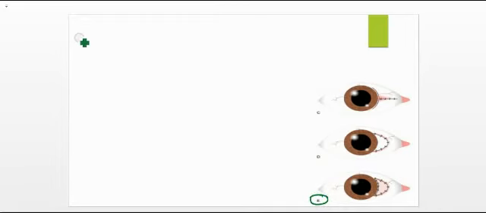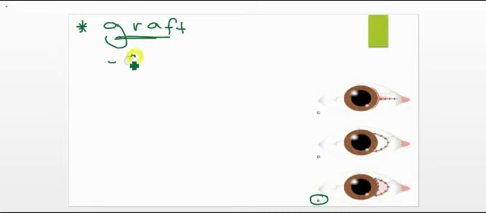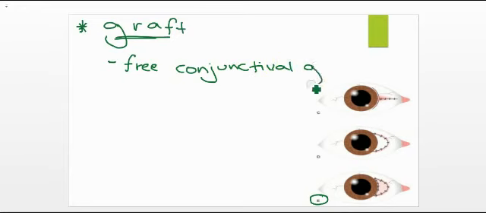Now next method is this picture E. In this picture, as you can see, there is some pink stuff. What is this pink stuff? This pink stuff is actually a graft. There are 2 graft methods. The first one is free conjunctival graft. Now this graft, I can take it from that same eye or from the opposite eye.